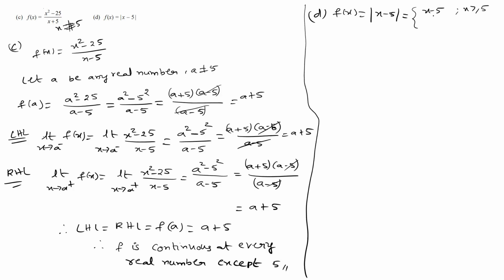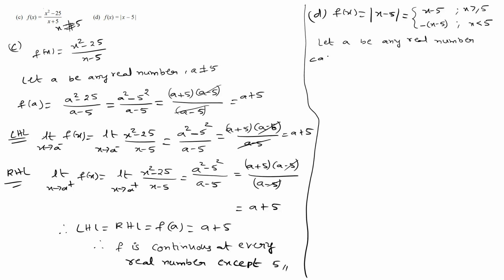Okay. Minus of x minus 5 when we will get, means if x is less than 5, then we will get a negative value here. So here we have to do a total of 3 cases. Here also we are taking, let a be any real number.